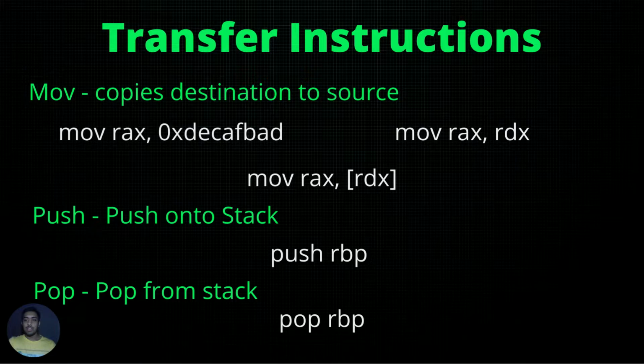Transfer instructions are the instructions that initiate a sort of transfer of data between registers or in memory. Move instruction copies the value of the source to the destination. In the first example, 0xdecafbad is copied to the RAX register, while in the second example, the value of RDX is copied into RAX. Note that the value of RDX does not change during or after the move operation.